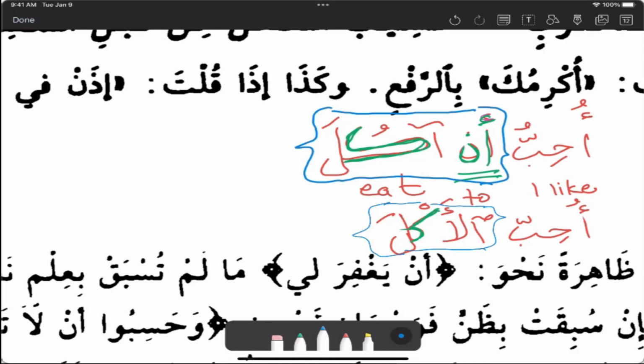Uhibbu an akula is equal to saying uhibbul akl, and neither of them is more preferable. They're equal. I checked that with a number of sheikhs at different times. All of them told me it's the same. Yani, my question was, which is better? Which is more eloquent? It's the same. There's no difference. So that's harf masdari, and you can do that with anything.